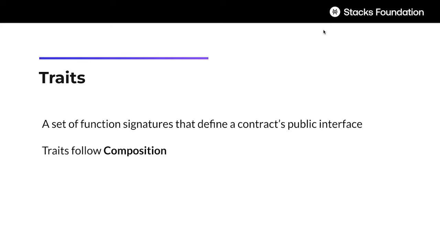This is more of a model in object-oriented programming, and traits are in that sense a little bit different from that. They follow the composition model, and let's talk a little bit about what composition is and how it is different from inheritance, and try to understand why Clarity favors composition and traits over inheritance. Mentioning this again, Clarity does not allow inheritance and it follows composition.